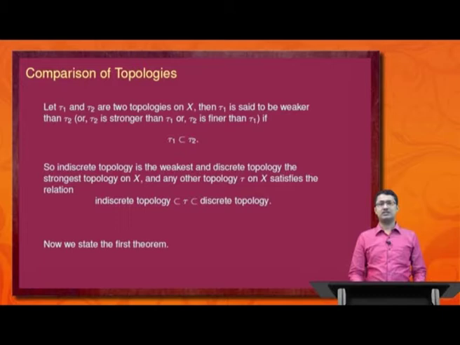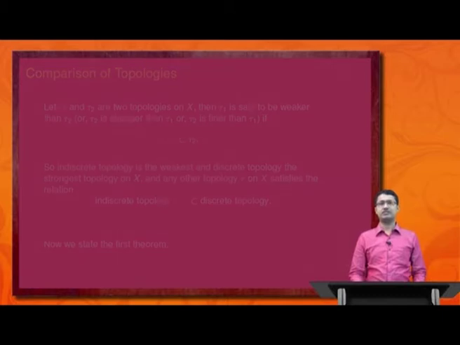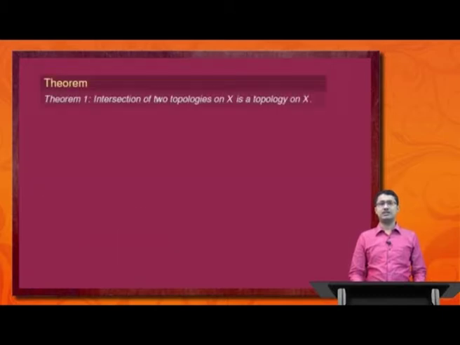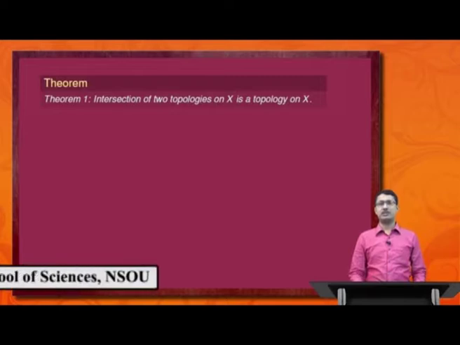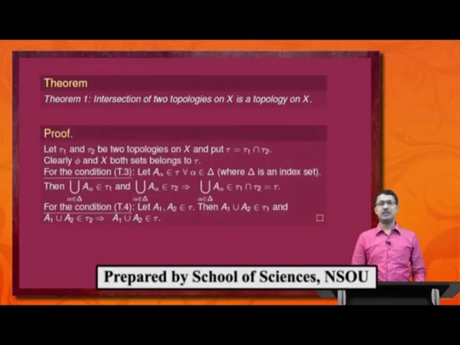Now we state the first theorem. Theorem 1: the intersection of two topologies on X is a topology on X. Proof: let tau1 and tau2 be two topologies on X and put tau equal to tau1 intersection tau2. Clearly phi and X both belong to tau, because phi and X both belong to tau1 and phi and X both belong to tau2 also. So their intersection obviously belongs to tau.